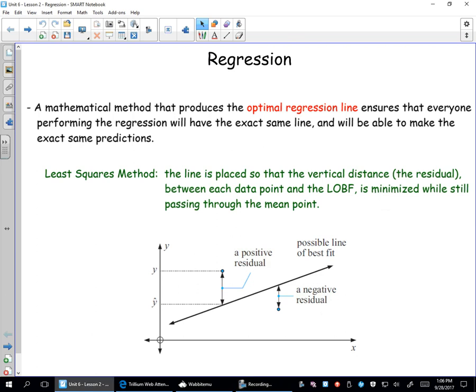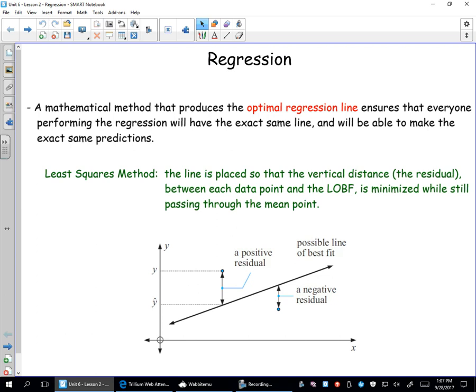So in our last lesson, we looked at scatter plots and how to apply a line of best fit to them to create a mathematical model for predictive purposes. The challenge we came across, however, was that we all had different models, different equations, because it was a by-eye method. So in this lesson, we're going to look at a technological way to actually place the line of best fit so we all have the same line, the optimal regression line, we call that.